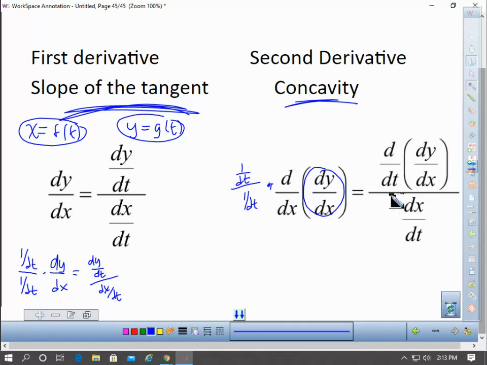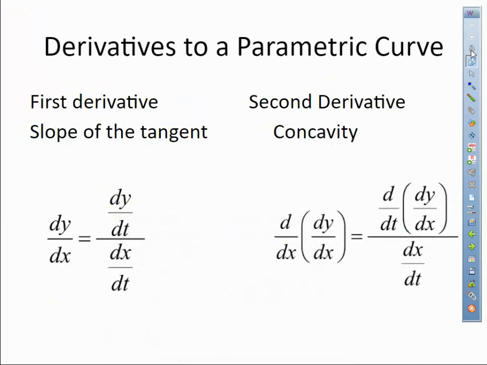So what does this mean to do? This means to take the derivative in terms of t of this equation that we already found over here. So this expression is going to be in t's when we're done with it. So you're going to take the derivative in terms of t of the first derivative, and then you're going to divide it by the derivative of this x function again. So that's all you do to find the second derivative. You take the derivative in terms of t of the first derivative, and then you divide it by the derivative of x in terms of t. Okay, so it's pretty straightforward.